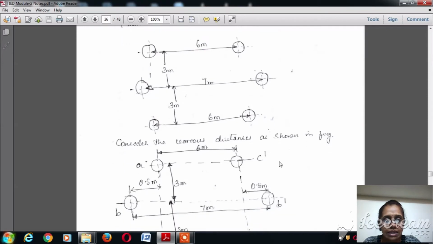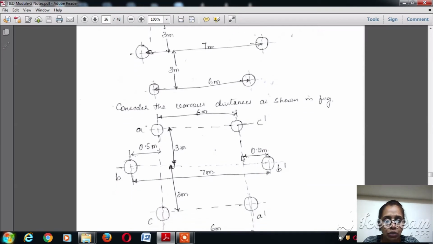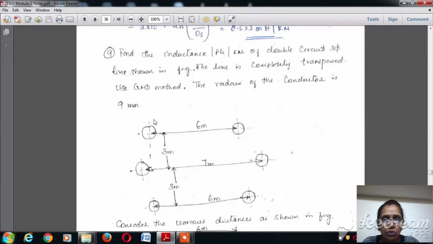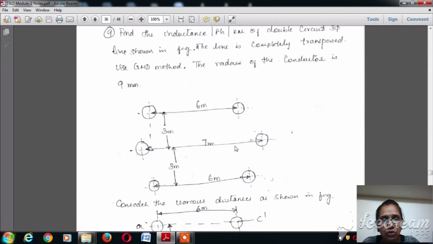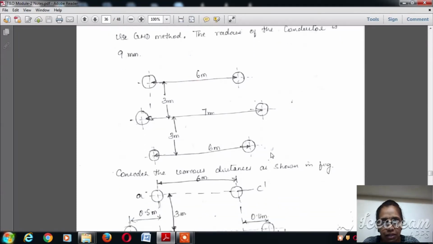So considering the various distances, we have considered the double circuit here. The point to be noted is that when we say that it is a double circuit and it is a transposed line, then we need to consider the completely transposed line, use the GMD method and the radius of the conductor. Okay, we will solve this particular problem here itself.